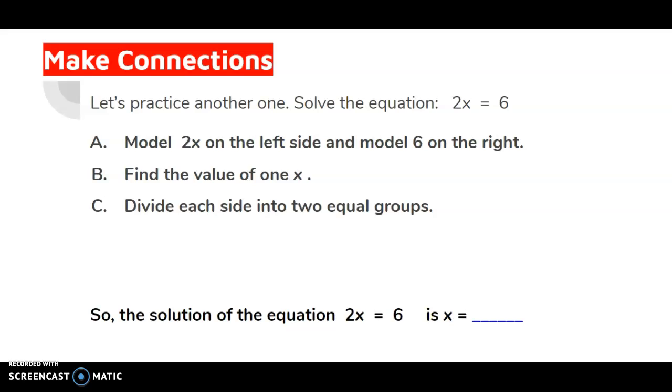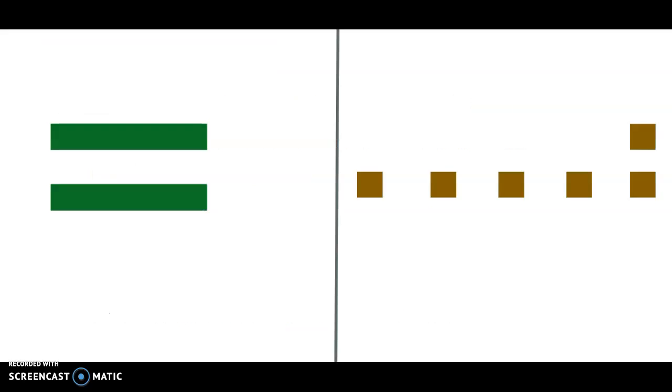So let's see what your model looks like. Does it look like that, kind of? You have 2x on the left, and on the right you have 6. And so now, because I want to find just the value of 1 of these x's, and I have 2 of them, I'm going to divide by 2. So on the left, divide by 2, and on the right, divide 6 by 2. You need 2 groups that are equal.